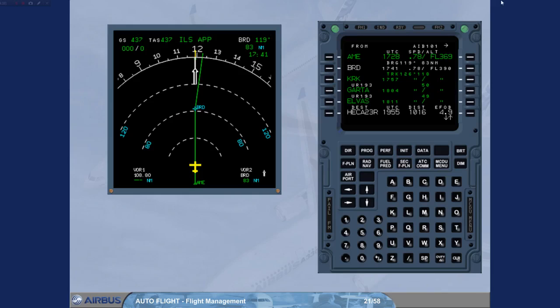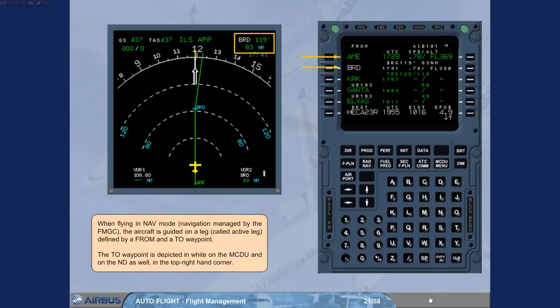When flying in nav mode, navigation managed by the FMGC, the aircraft is guided on a leg, called the active leg, defined by a from and a to waypoint. The to waypoint is depicted in white on the MCDU, and on the ND as well, in the top right-hand corner.